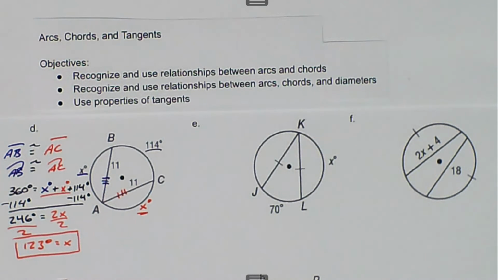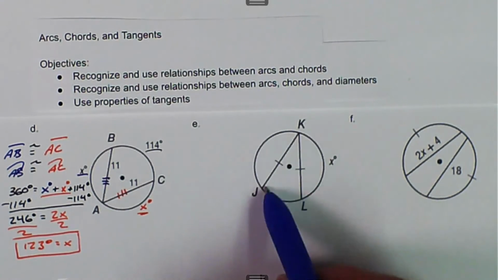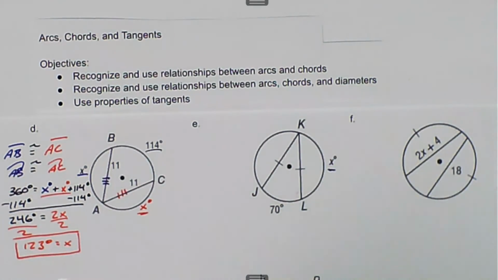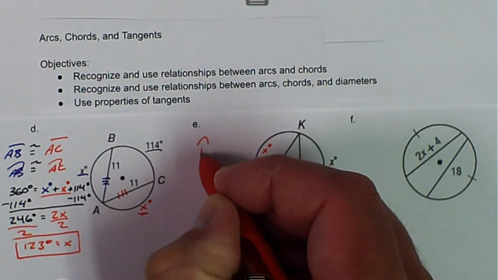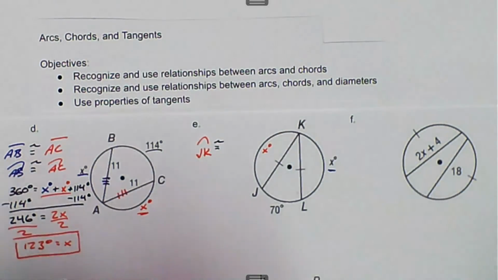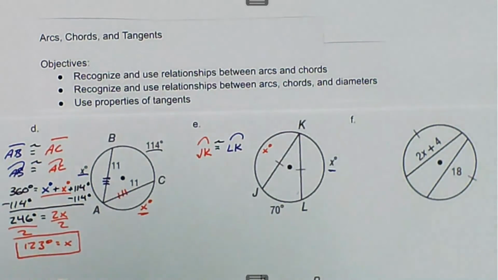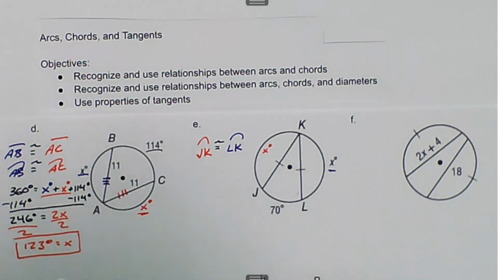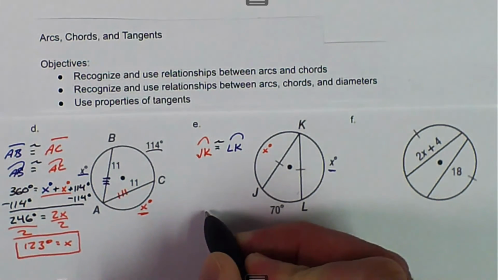E is basically the same, where we have two congruent chords. So that means that the arcs also have to be congruent. So if this is x, then this one also has to be x. So the way that we know that, we can say that arc JK is congruent to arc LK. So because that's the case, we know that that is x. And then we can, again, set that equal to 360 degrees and solve for our missing value.